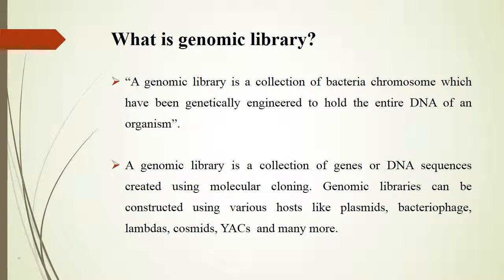What is a genomic library? A genomic library is a collection of bacterial chromosomes which have been genetically engineered to hold the entire DNA of an organism. Besides that, a genomic library is a collection of genes or DNA sequences created using molecular cloning. Genomic libraries can be constructed using various hosts like plasmids, bacteriophage lambdas, cosmids, YACs and many more.